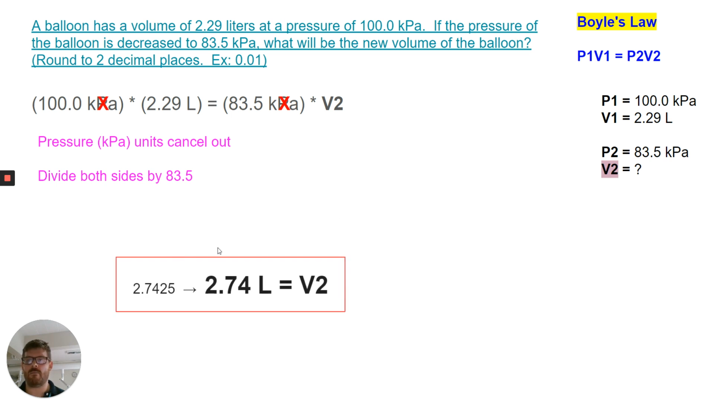In doing that on your calculator, you're going to get an answer of 2.7425. I asked you to round to 2 decimal places, so that's going to be 2.74 liters for V2. Okay, next one.